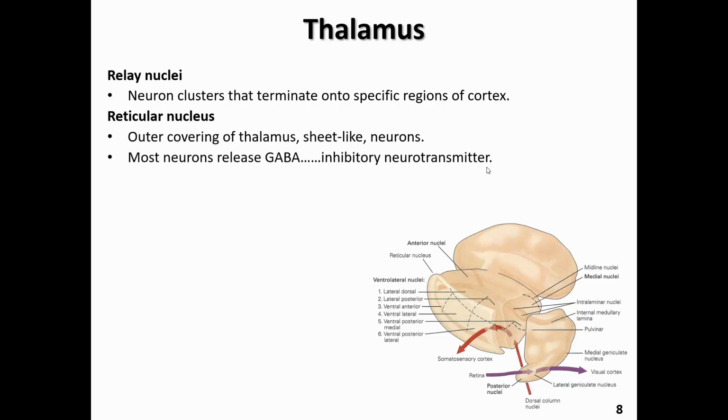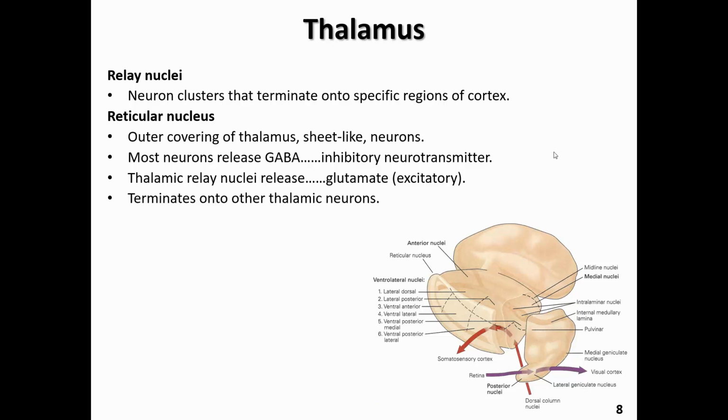And these are made up of neurons. And these neurons release an inhibitory neurotransmitter, GABA, which functions to help regulate the activation of the thalamic neurons so that they're not overly activated. The thalamic relay nuclei are excitatory in nature, so they release glutamate, which is the excitatory neurotransmitter. And the reticular nucleus, which is that outer sheet of neurons which makes up the outer layer of the thalamus, terminates onto other thalamic neurons.